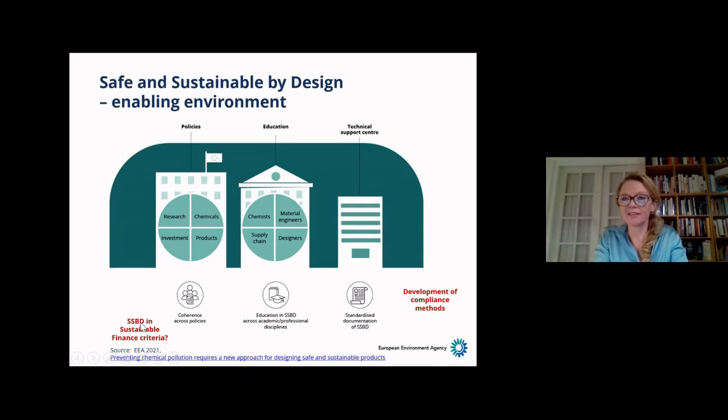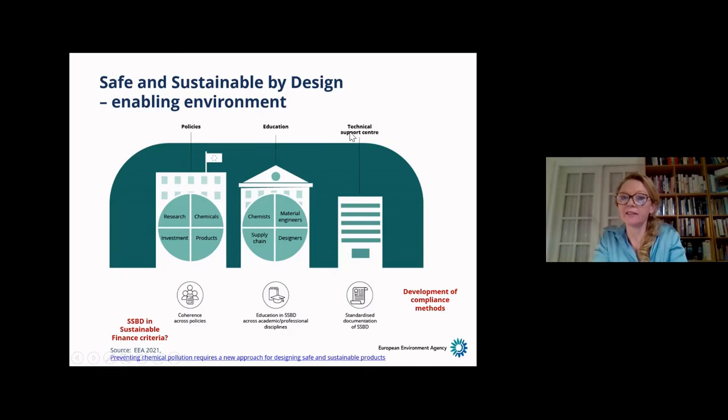And actually, safe and sustainable by design has made it into the EU environmental taxonomy for finance. I mentioned also education. I think really here we need to be able to understand each other, to sit together and design a product that delivers a service with the minimum impacts.